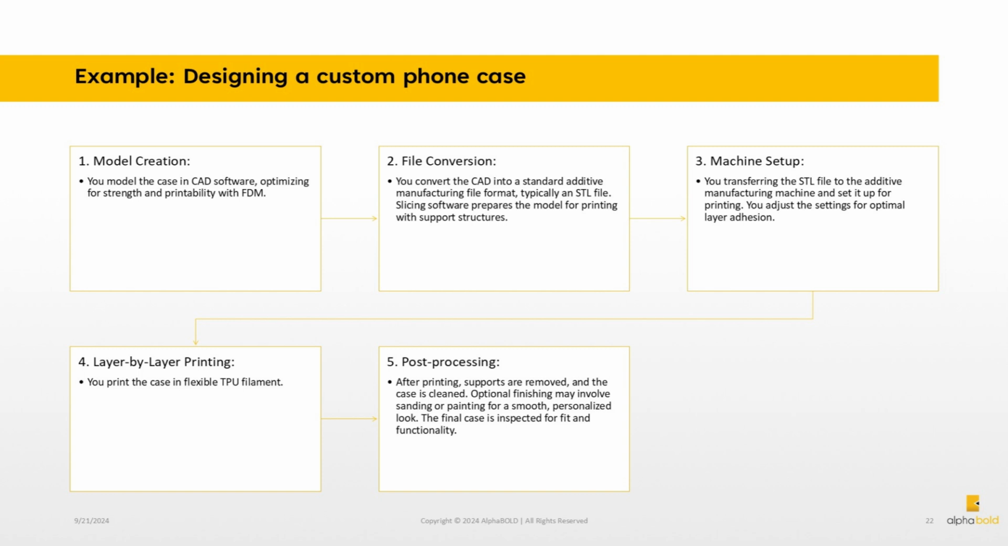3. Machine setup. You transfer the STL file to the additive manufacturing machine and set it up for printing. You adjust the settings for optimal layer adhesion. 4. Layer-by-layer printing. You print the case in flexible TPU filament.